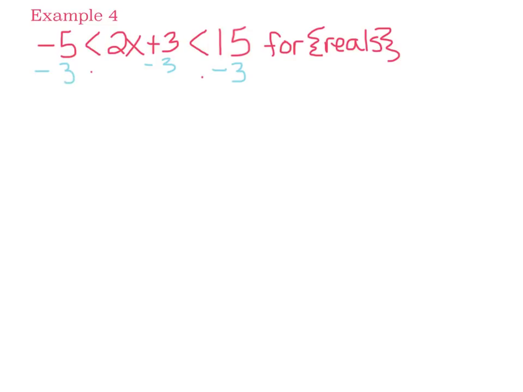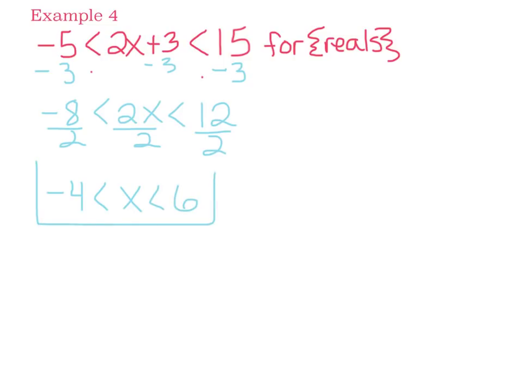So negative 5 minus 3 would be negative 8 is less than 2x is less than 15 minus 3 is 12. And then we have to divide everything by 2. So we've got negative 4 is less than x is less than 6. So that is our compound inequality.